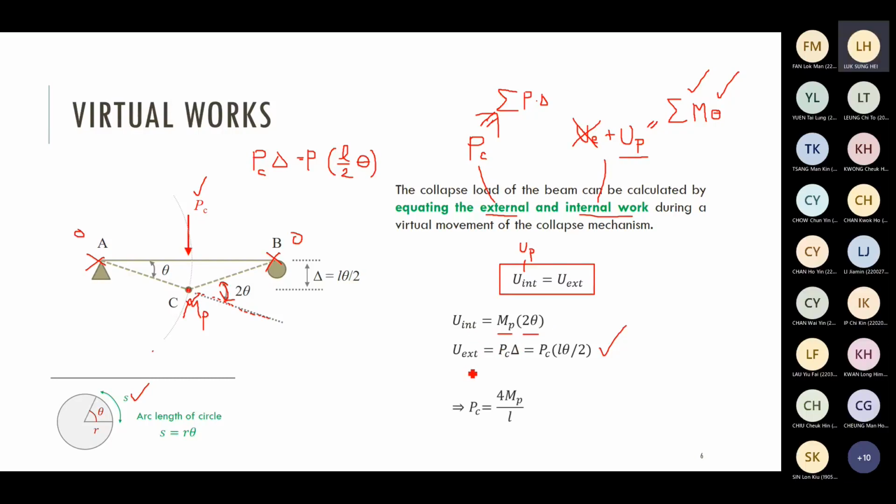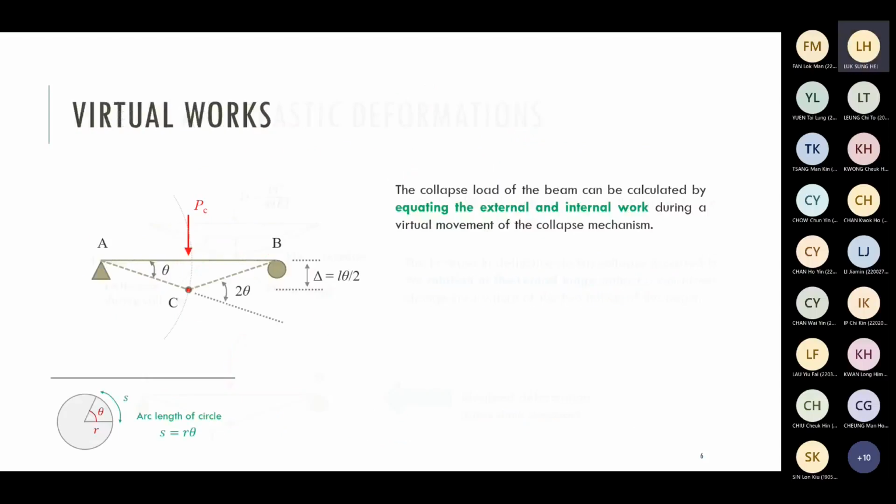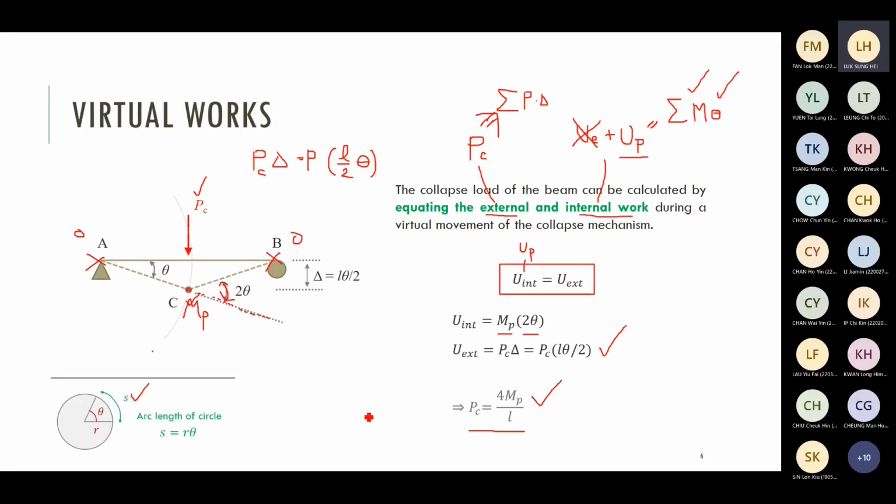You can see that our collapse load, P_C, is equal to 4Mp over L. You can compare this one with the answer obtained using the lower bound theorem, 4Mp over L. This is the answer obtained from the upper bound theorem, also equal to 4Mp over L. This time they are the same. That means this is the exact collapse load of the structure.